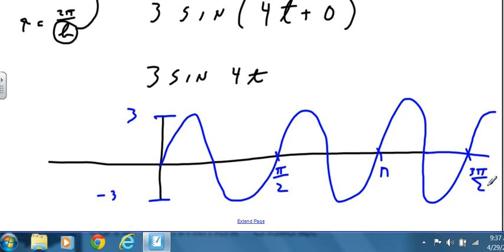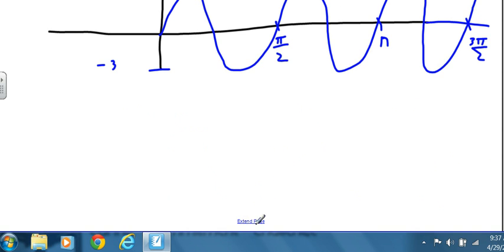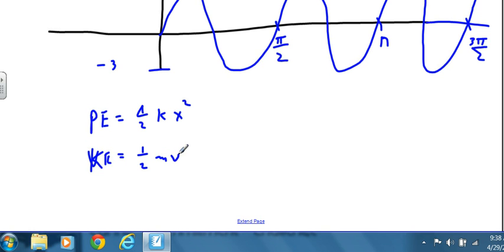Okay, now what happens here is that the spring has some potential energy associated with it. And that potential energy is 1/2 k, which is the spring constant, times x squared. It also has some kinetic energy associated with it. The kinetic energy is 1/2 mv squared. So the total energy of the system is going to be the potential energy plus the kinetic energy.